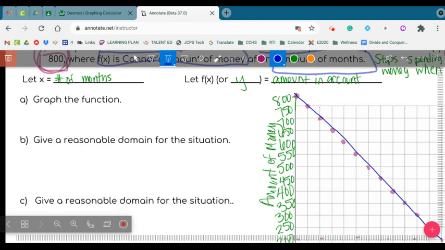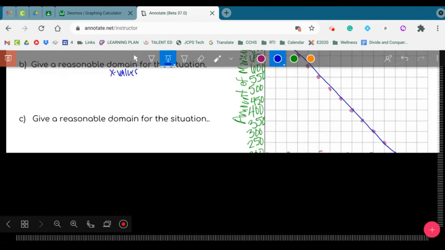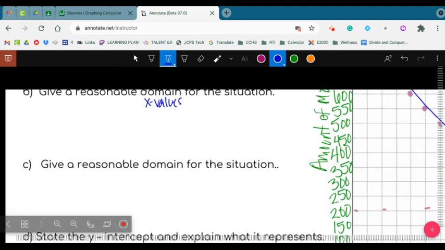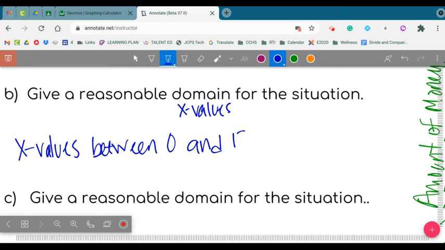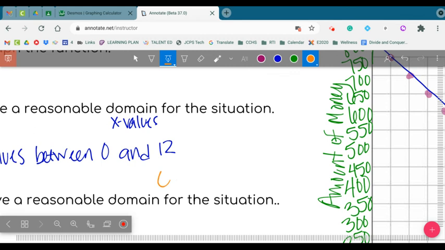Now, give a reasonable domain for this situation. So our domain, if you remember, is your x values. These x values fall between 0, and then the graph stops right here at 12. It doesn't keep going. So you can say x values are between 0 and 12. Or you can write it as 0 is less than or equal to x, which is less than or equal to 12.